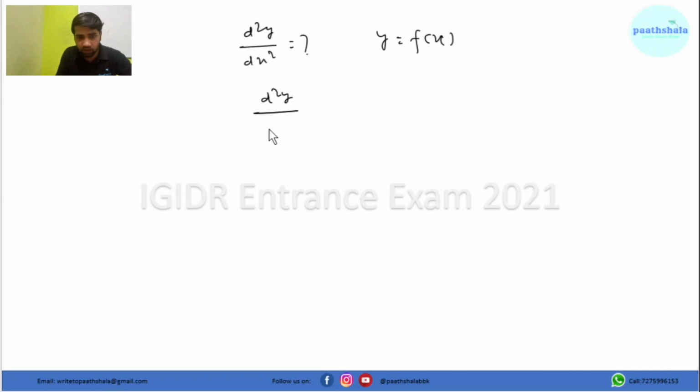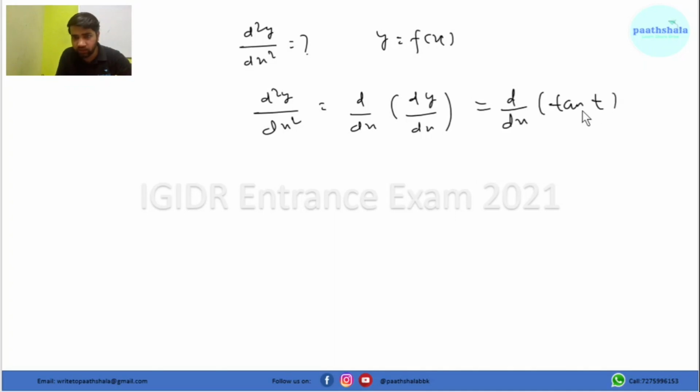find out d2y by dx2, we have to write it like that, d/dx of dy/dx. Why am I writing it? Because the value of the differential coefficient or first order derivative is not in the form of x, it is in the form of t. So the value is dy by dx. In the last question it came out to be tan t.